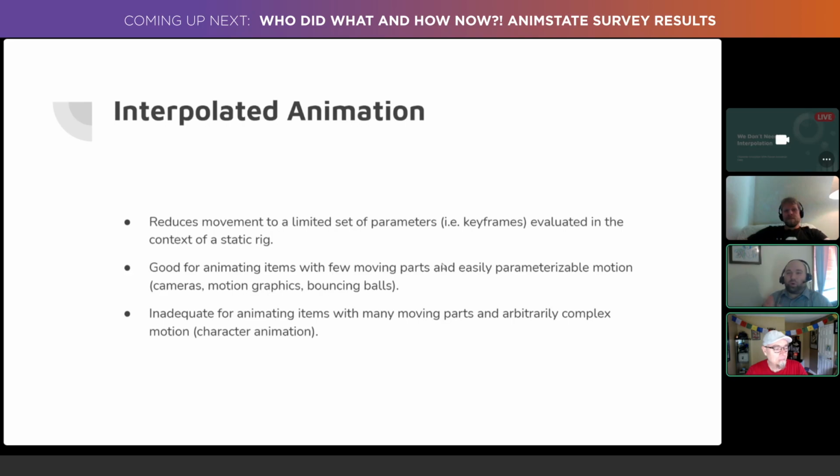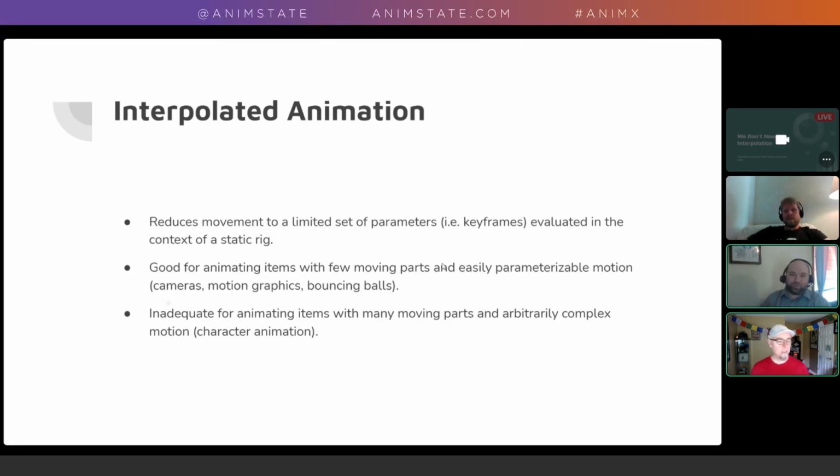The point of interpolated animation is to reduce movement to a limited set of adjustable parameters, i.e. keyframes. That's great for what it was originally designed for, which is to edit motion of objects with few moving parts and easily parameterizable motion, and it becomes increasingly difficult to manage when you have to animate any character that isn't a bouncy ball or a Luxo lamp.